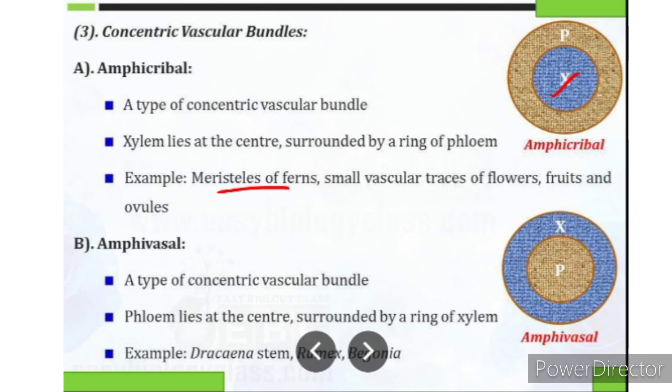Then we will discuss the amphivasal type of vascular bundle. In case of amphivasal type of vascular bundle, it is the reverse of the amphicribal, where the phloem is present in the center and xylem surrounds the phloem. Okay, such type of vascular arrangement is known as amphivasal type of vascular bundle. It is a type of concentric vascular bundle. Mainly amphivasal vascular bundles are found in Dracaena stems and Rumex.